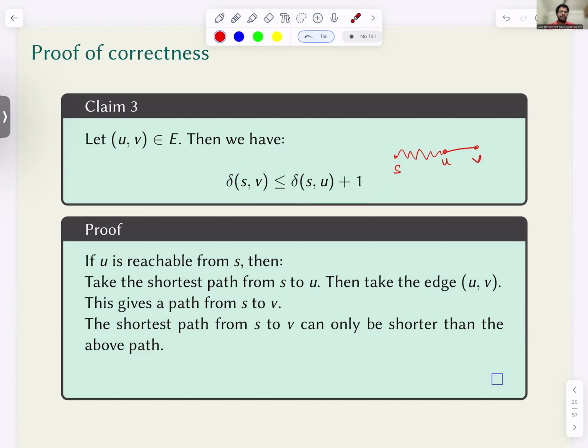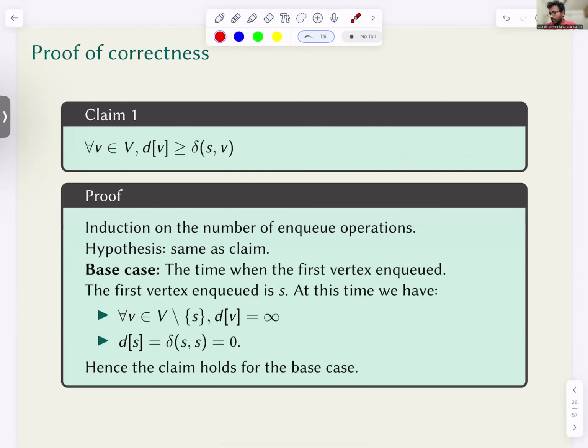Any questions so far? Now we have two more things to show. One is that for any vertex, dV is lower bounded by the shortest path length. The other thing is about the Q: whenever a vertex is dequeued first, it will have a lower d value. That's the second thing we need to show. In the slide, it may seem like the proof is long, but it's really just common sense things. This is using induction.